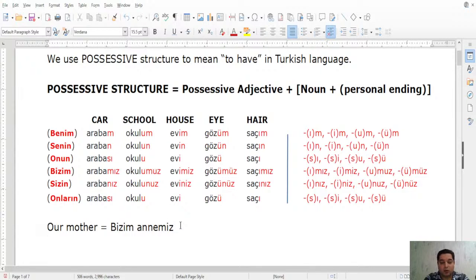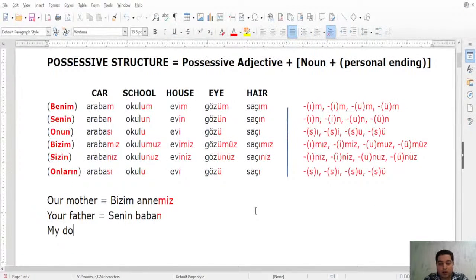Or you can say your father, because you mean singular, your father, okay? Senin baban. You see, here it's n, because we only have baba, which ends in a vowel. My dog, okay, benim köpeğim, köpek, and of course we transform k to yumuşak g because of the kind of transformation. So benim köpeğim, you see, köpek ends in a consonant, you just add im, nothing else.